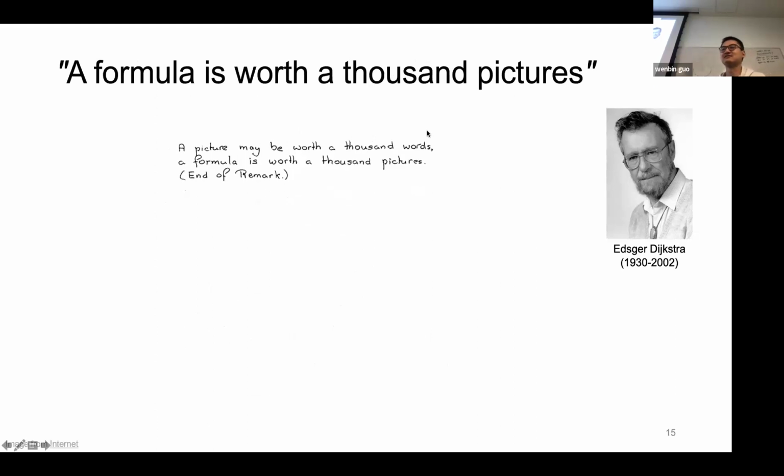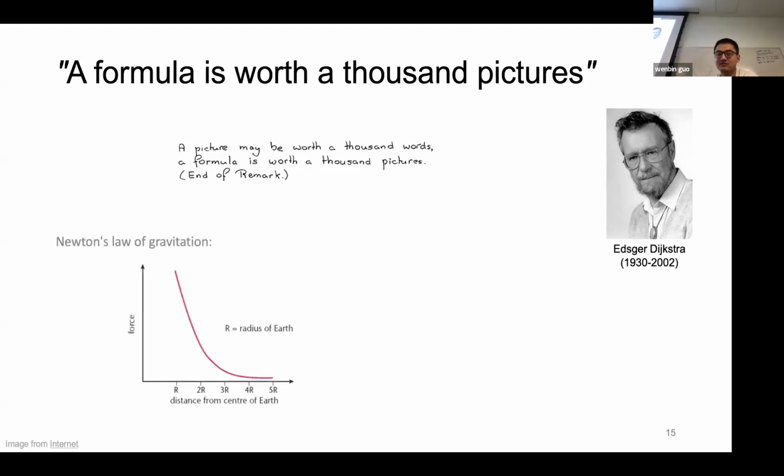I think this echoes my previous point that when you visualize data, you need to really consider how to make it, for the first step, intuitive, and for the second, precise and accurate. So, a formula is worth 1,000 pictures. Probably this can be illustrated by Newton's law of gravitation.